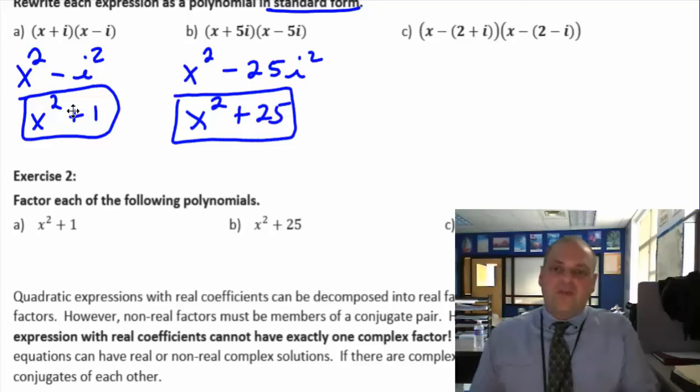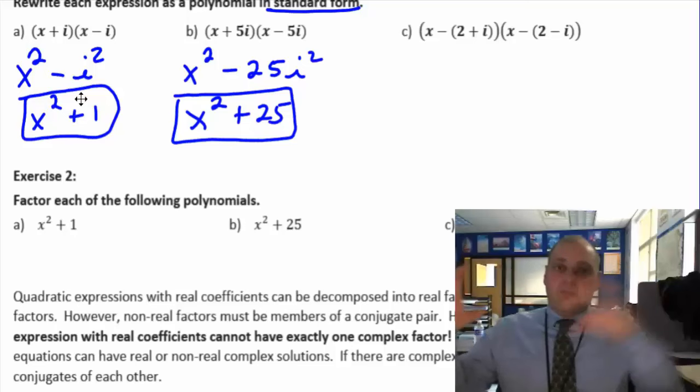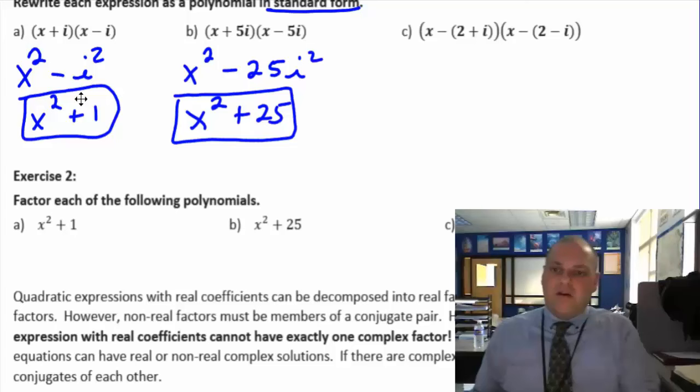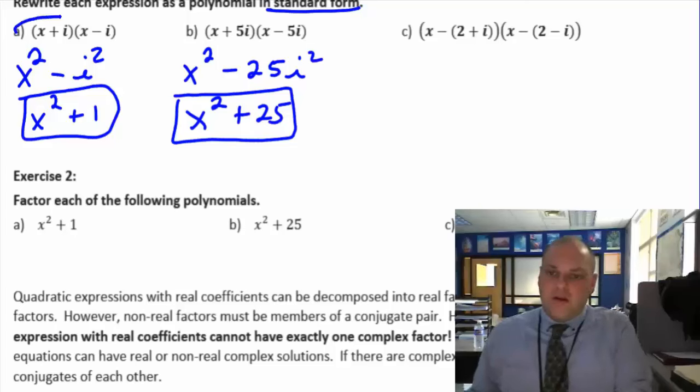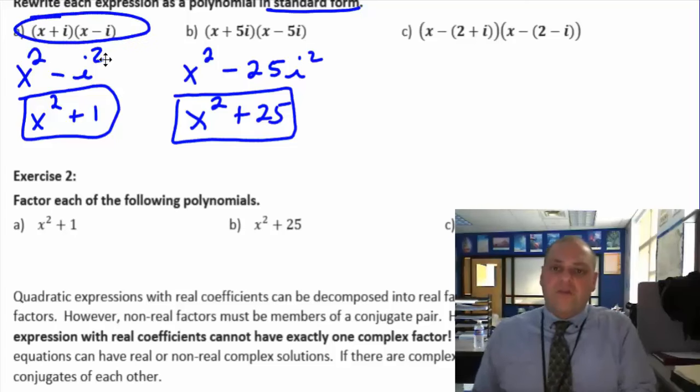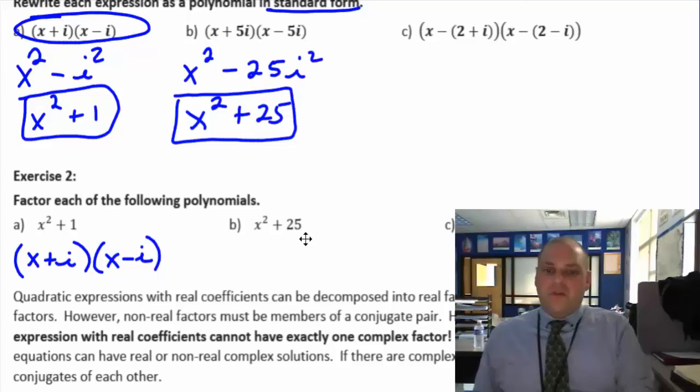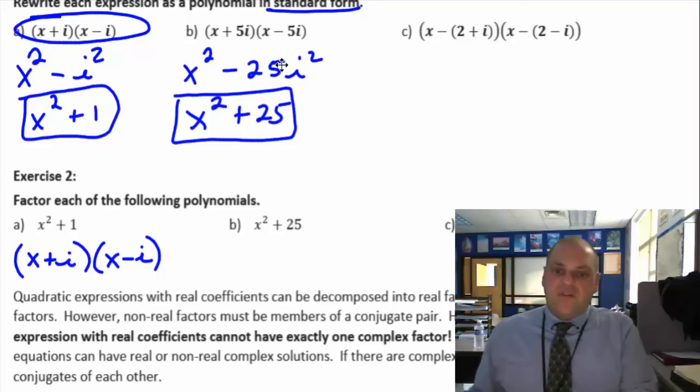What are the factors? The factors are what we multiply by to get x squared plus 1. Well, it's right here. Those are the factors. x plus i, x minus i. See that? And then x squared plus 25. Here it is. Here are the factors. x plus 5i and x minus 5i.